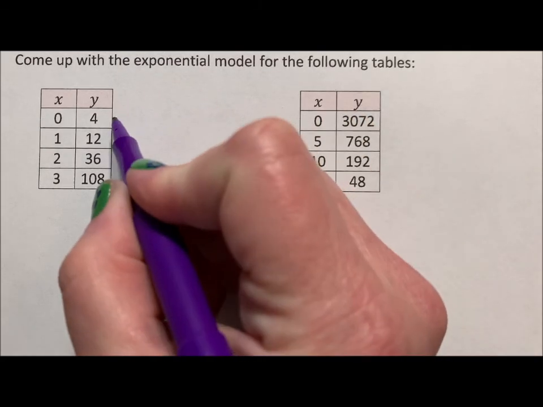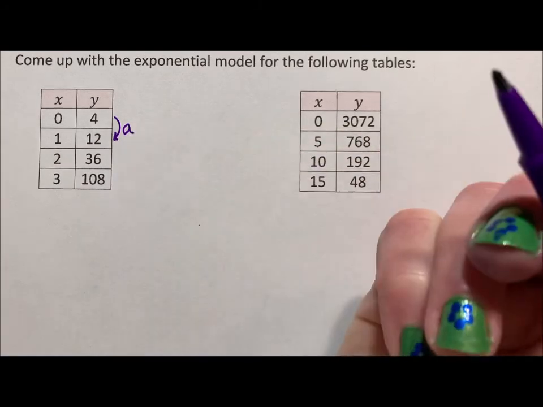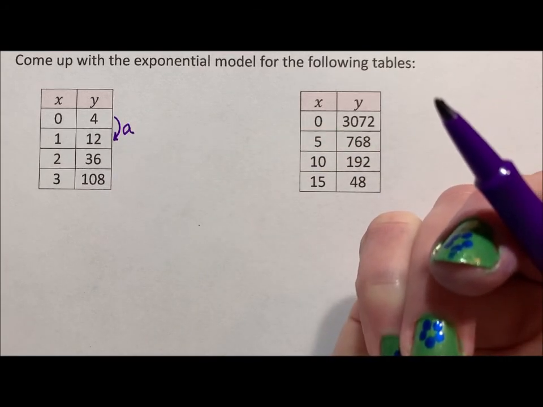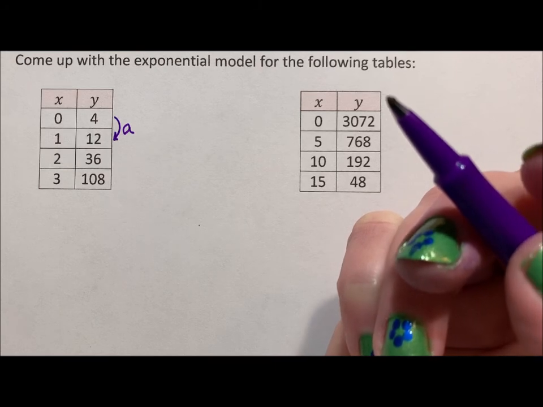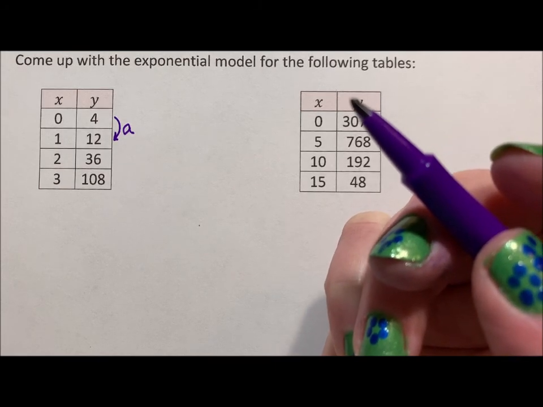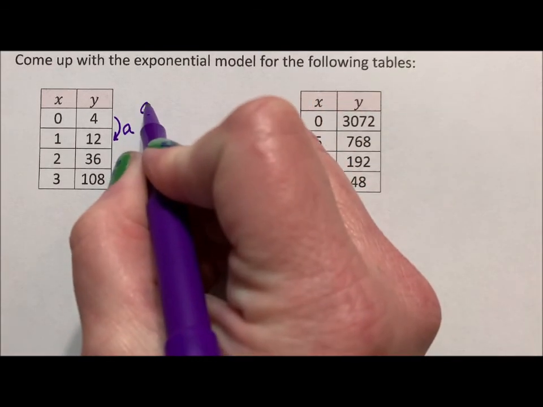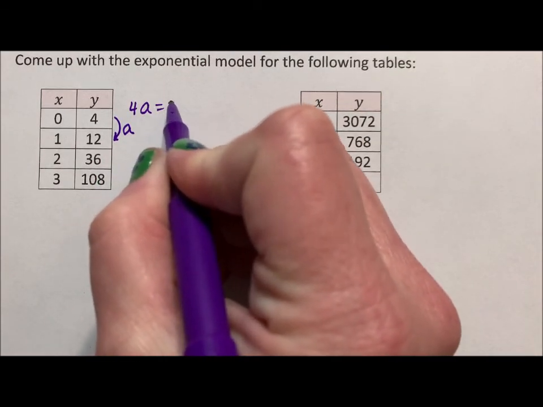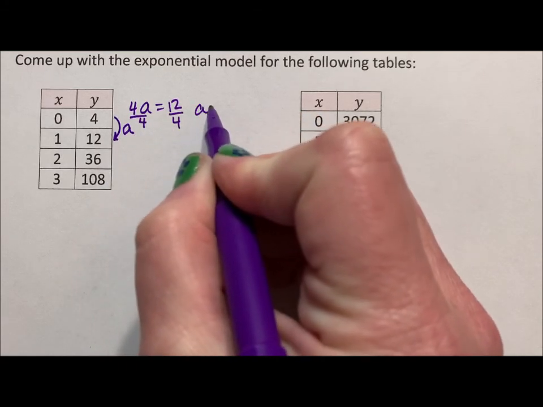So what we want to do is figure out our factor, our a, what we're multiplying by to move up the table, because that's what an exponential model is. Instead of adding to move forward like a linear, we multiply. So 4 times a equals 12. We divide by 4. We find out that a is equal to 3.